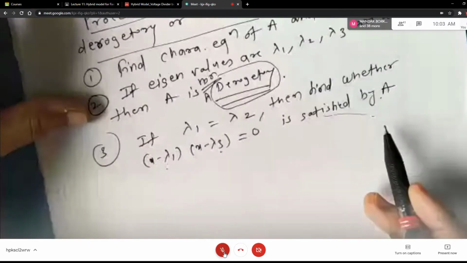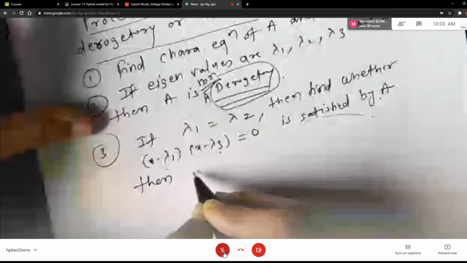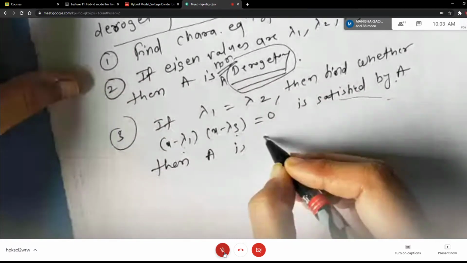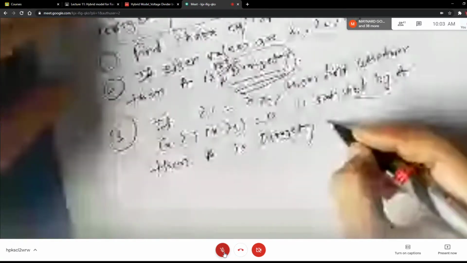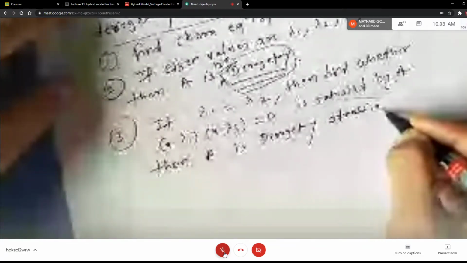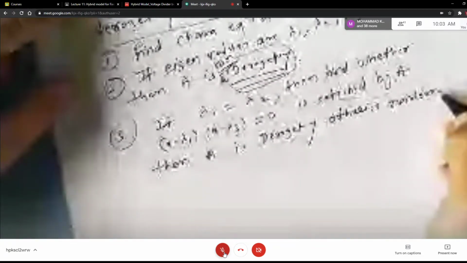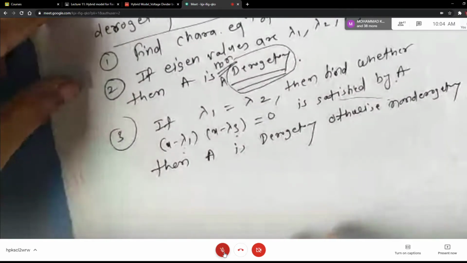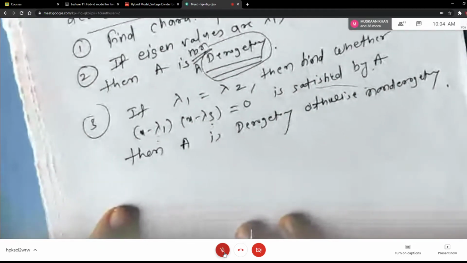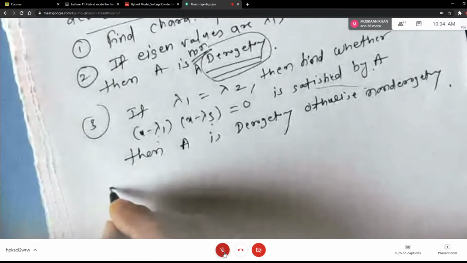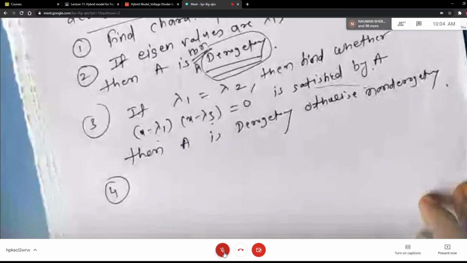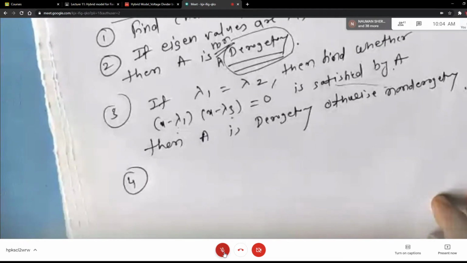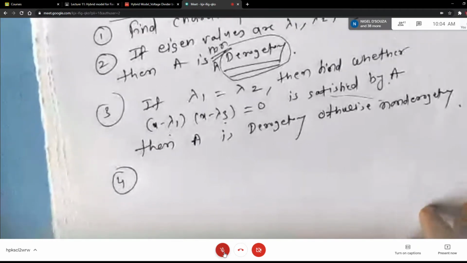Then matrix A is derogatory. Otherwise, non-derogatory. I'll explain everything again while solving examples. Now what is another case remaining, students? That is the last case I can say.